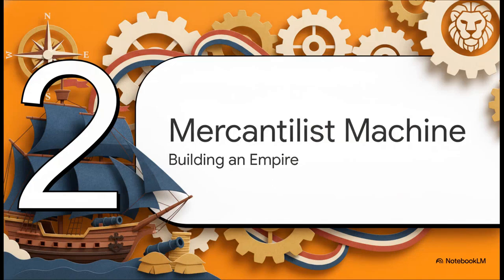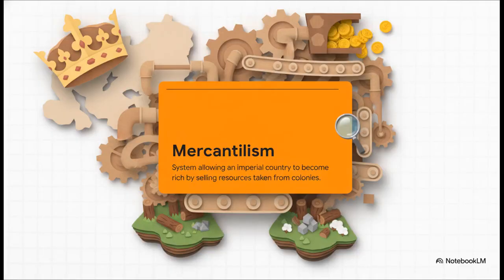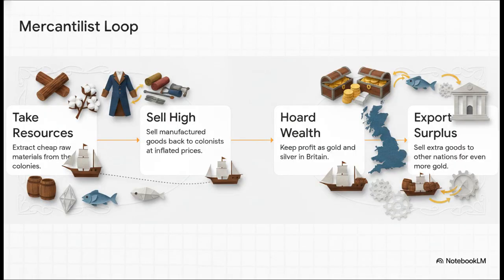Moving on to Section 2, the mercantilist wealth machine and building an empire. So, what is mercantilism? It's an economic system that allowed an imperial country to become incredibly rich by selling resources taken directly from its colonies. But actually, scratch that. Don't just think of this as some dusty historical theory. Think of it as a hungry, relentless machine. It was purposefully engineered to extract massive wealth from faraway colonies and funnel it directly into the mother country to maximize imperial dominance. And this machine operated with ruthless efficiency, kind of like a closed-loop pump.